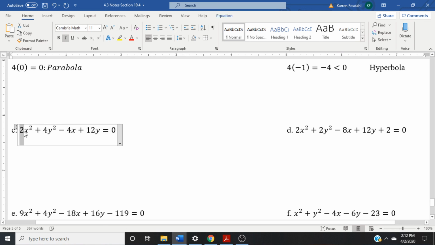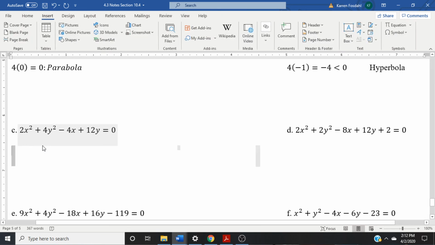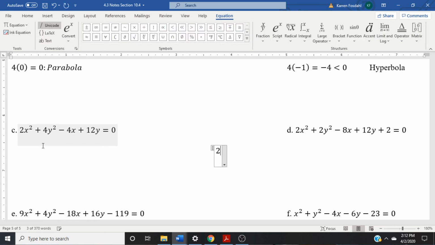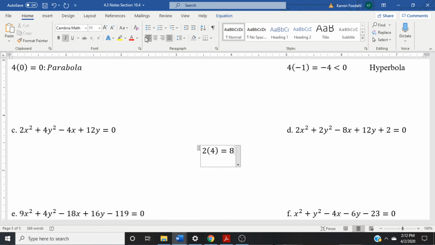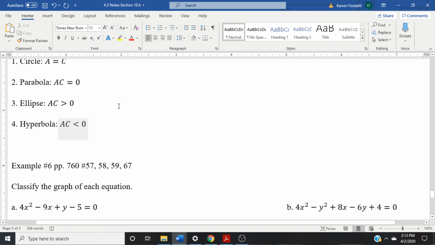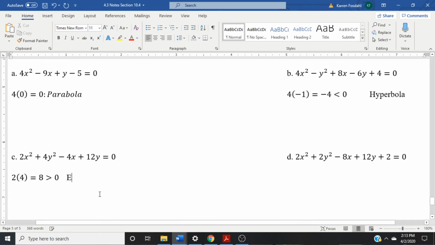A is 2, C is 4, so A times C, 2 times 4, is going to equal 8. 8 is greater than 0. A times C is greater than 0, it's an ellipse.